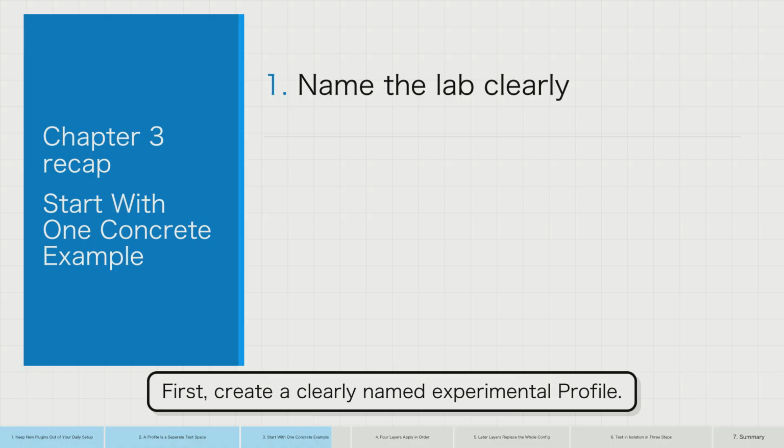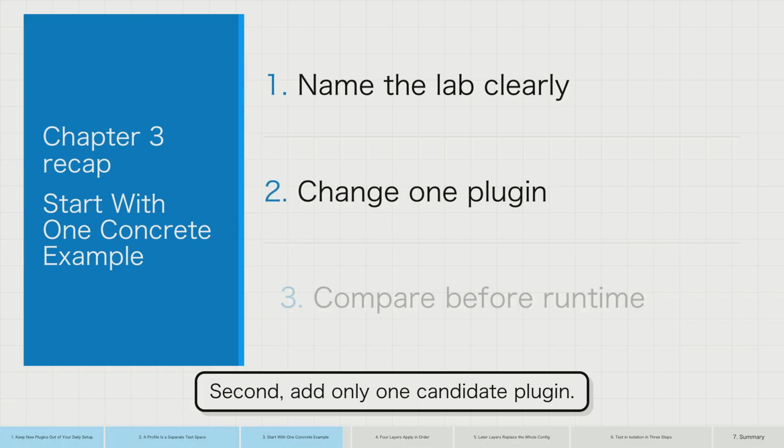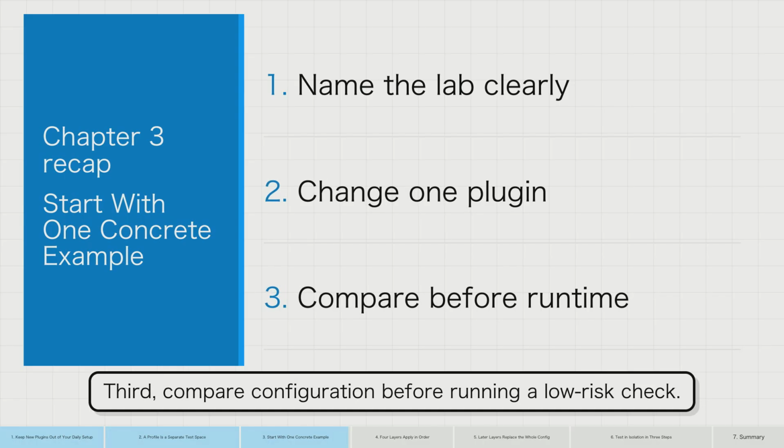Chapter Recap. First, create a clearly named experimental profile. Second, add only one candidate plugin. Third, compare configuration before running a low-risk check.